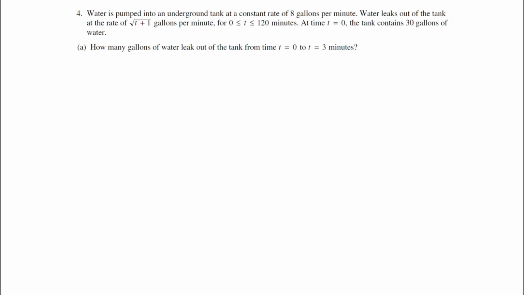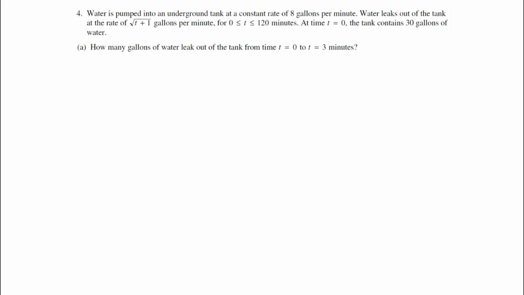All right, this is question number 4 from the 2000 AP Calculus AB exam. This is a rate FRQ. We got water pumped into an underground tank at a constant rate of 8 gallons per minute and water leaking out at root t plus 1 gallons per minute, all from 0 to 120 minutes. And at the beginning, at t equals 0, the tank has 30 gallons of water.